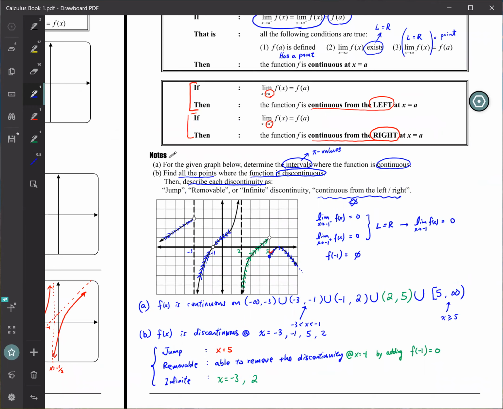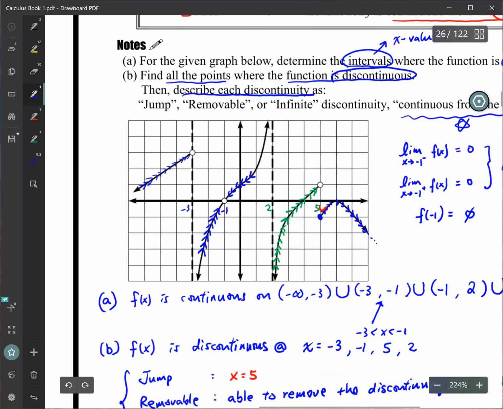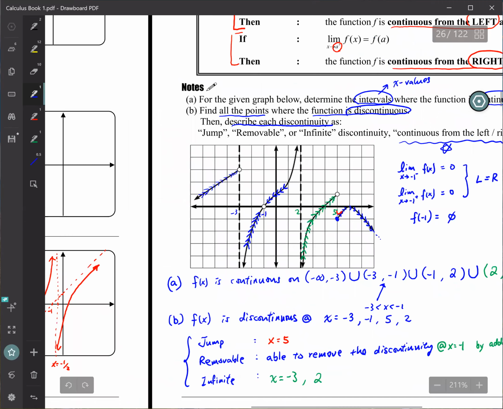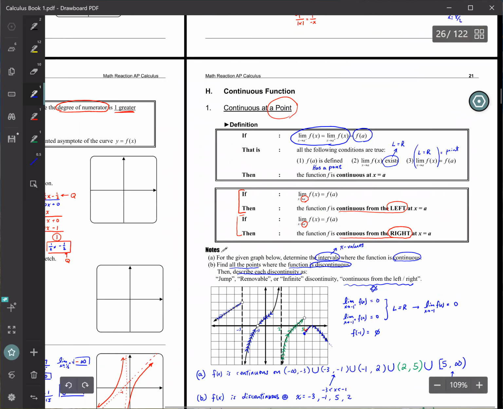If the point is filled in, then f of -1 will also equal to 0. Then you will say it's continuous there. So you always need to check 3 things: left, right, and the point. Okay, so let's fill that in on the top. Left equal to right equal to point.